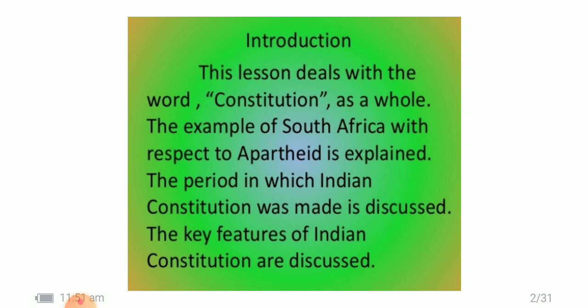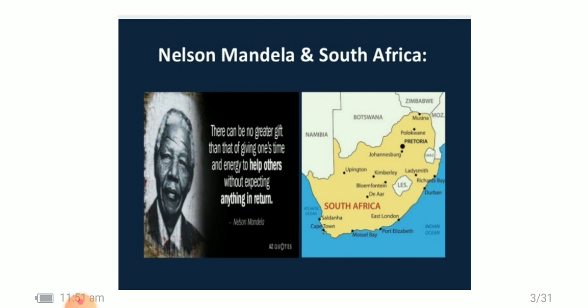So, Nelson Mandela was tried for treason by the white South African government. He and 7 others were later sentenced to life imprisonment in 1964 for daring to oppose the apartheid regime in this country.